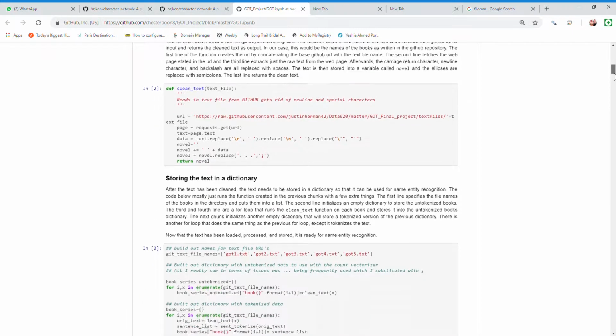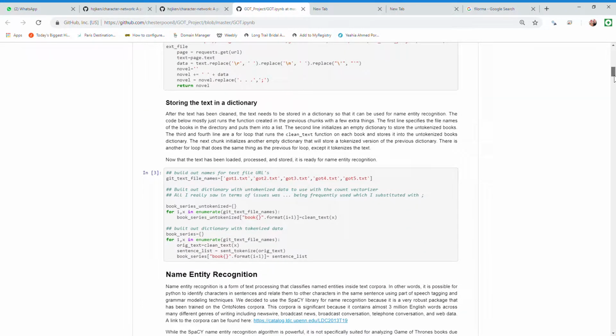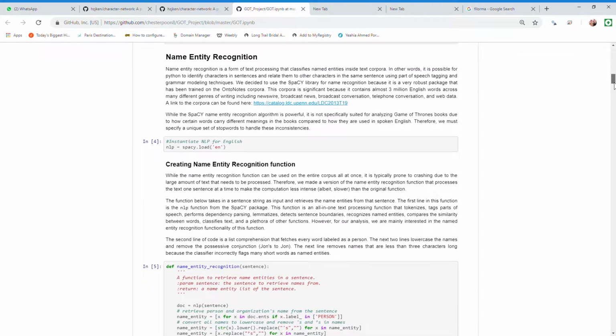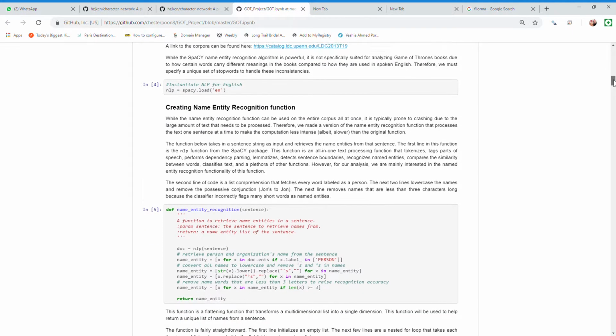So now we're ready. And what we did was we load in each book into a dictionary. And from here, we can begin the named entity recognition. So this is done via Spacey. And what Spacey does is it's able to look at a sentence and tag the elements of that sentence. It lemmatizes it, it parses it, it detects sentence boundaries. But essentially, it's recognizing the nouns, the proper nouns, and the names in the sentence, and it's able to keep track of them for us.